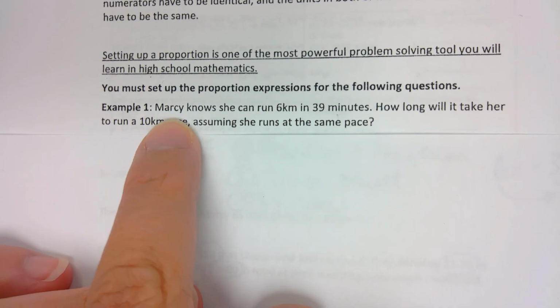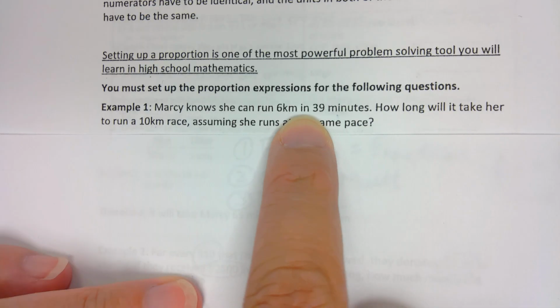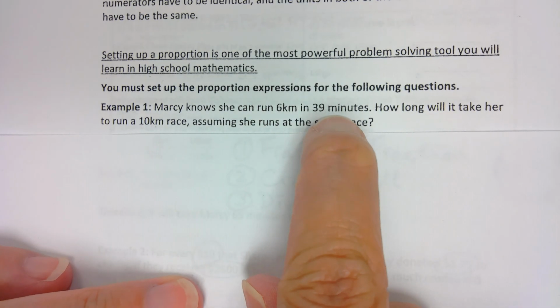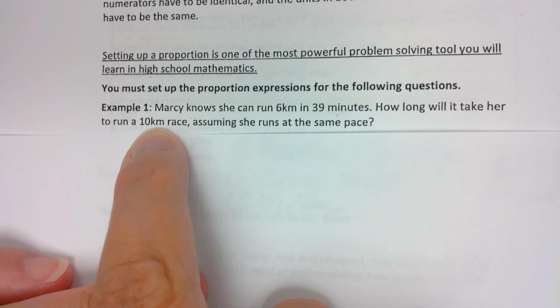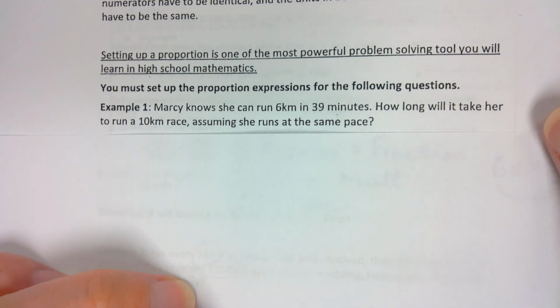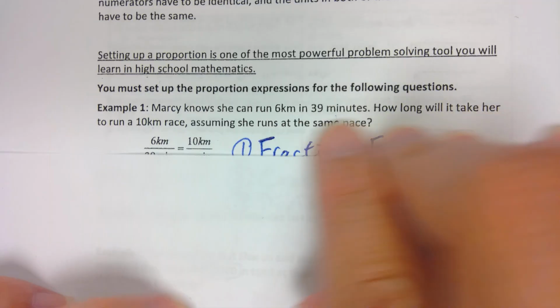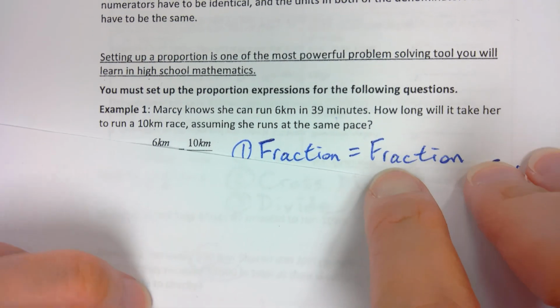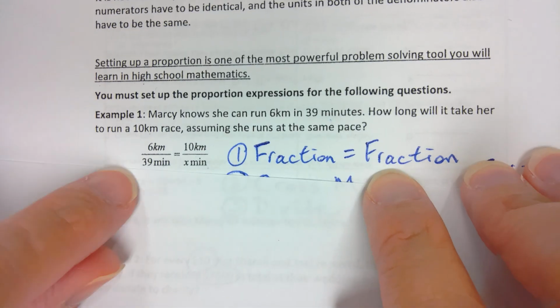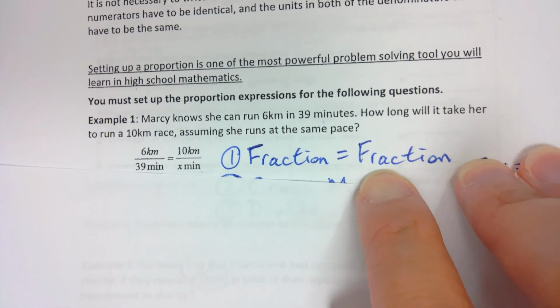So in this example, Marcy knows she can run 6 kilometers in 39 minutes. How long will it take her to run a 10-kilometer race if she runs at the same pace throughout? So how you want to set it up is set up a fraction equal to another fraction. The key to setting it up is you have to be consistent.